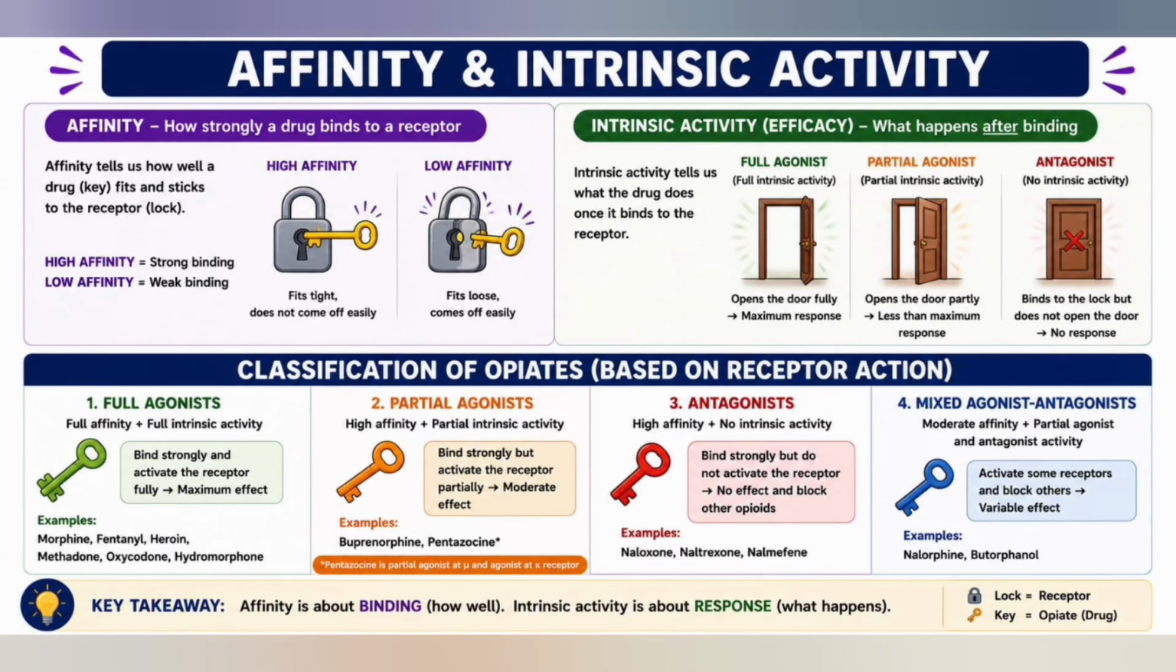Partial agonist, which shows partial intrinsic activity but high affinity. It strongly binds to the receptor, but the receptor is activated only partially, so there is moderate effect. Examples include buprenorphine and pentazocine. Then antagonists are the drugs where there is high affinity but no intrinsic activity. That is, the drug binds strongly to the receptor but it does not activate the receptor, so there is no effect and it blocks the other opioids. Examples include naloxone, naltrexone, and nalmefene.